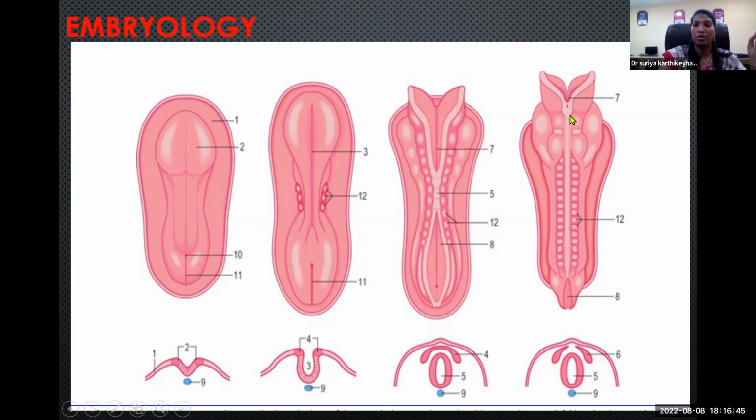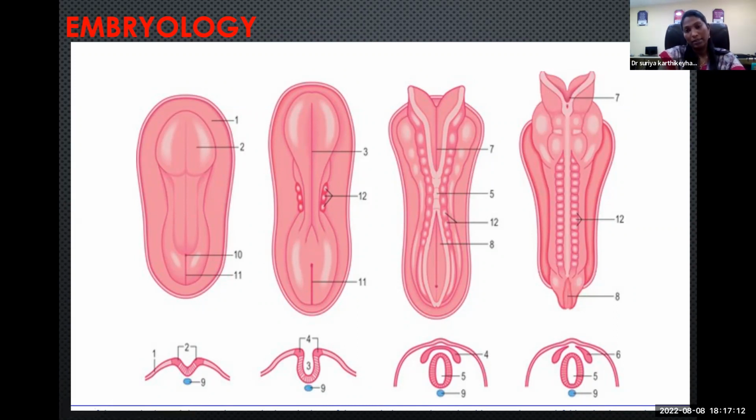At what day of intrauterine life does the cranial neuropore close? This can be asked as a neat question for you. So the cranial neuropore closes at around the 25th day of intrauterine life. And then caudally, the neuropore closes at around the 28th day of intrauterine life. This is the caudal neuropore, which closes around the 28th day. This is the cranial neuropore, which closes around the 25th day of intrauterine life.